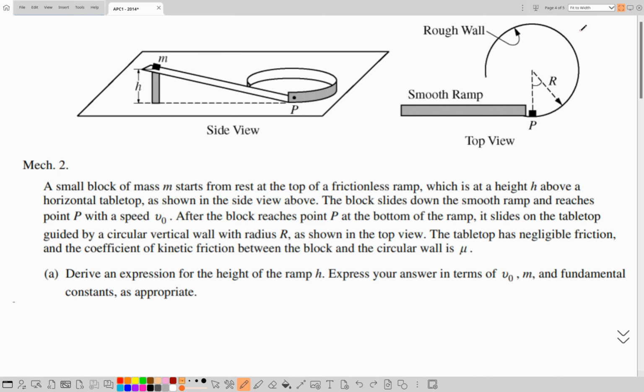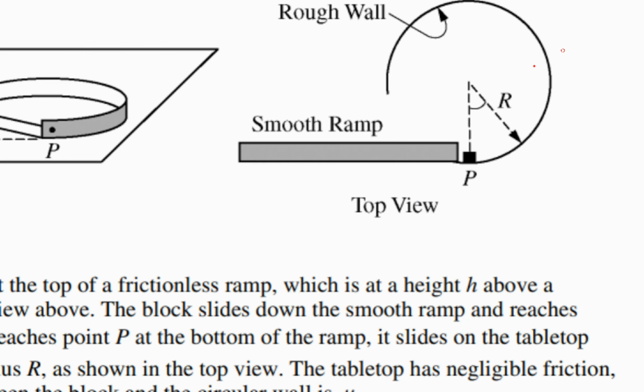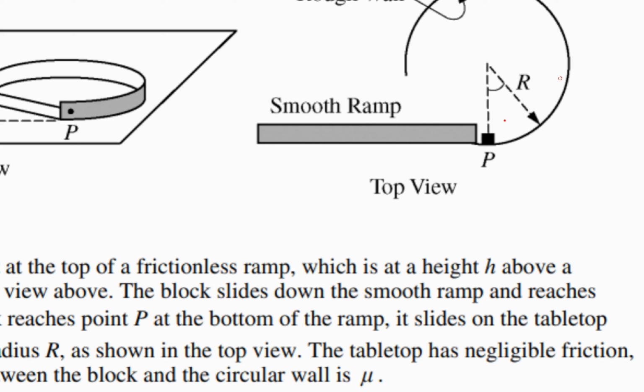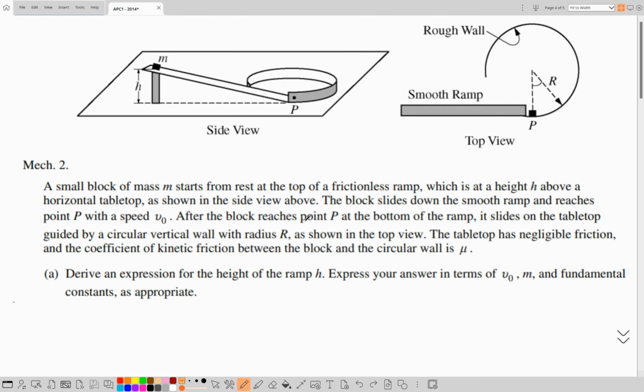Referring to the top view, the block is in contact with two surfaces: the table itself and the circular wall. As given in the text, there is no friction between the block and the table, but there is friction between the block and the circular wall, given by kinetic friction with coefficient mu.